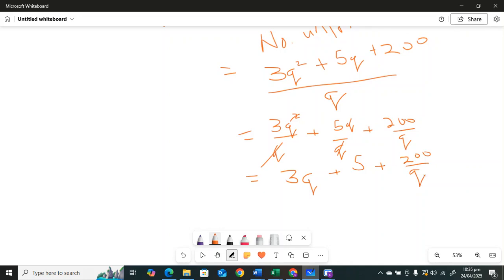Yes, colleagues, this is our average cost. We're not yet done, but this is the starting point. We need to get first our average cost. So this fraction here, we've simplified it so that it becomes 3Q plus 5 plus 200 over Q. Any questions?